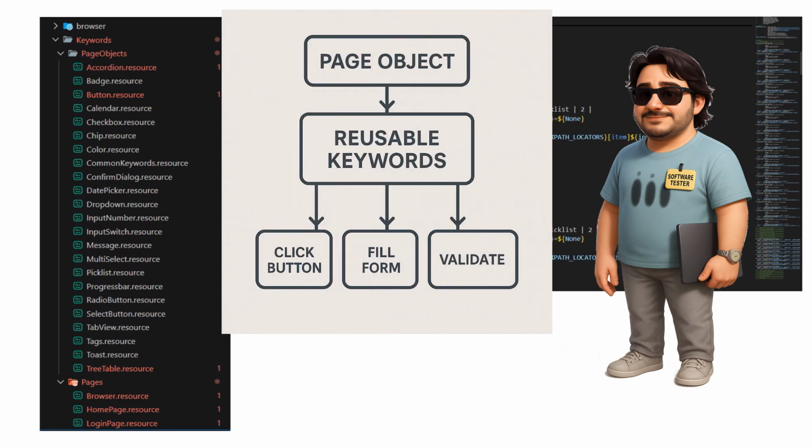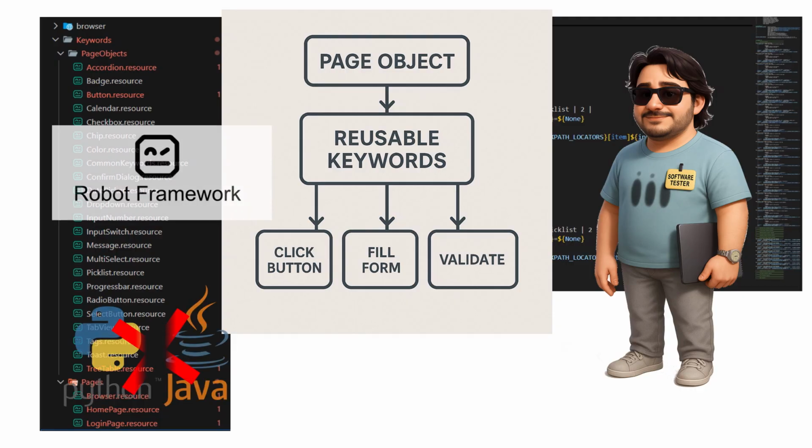For each page object, we will build reusable keywords that represent real user actions, things like clicking buttons, filling forms, navigating pages, and validating elements. These keywords will be used in your tests to make them clean, simple, and high level.